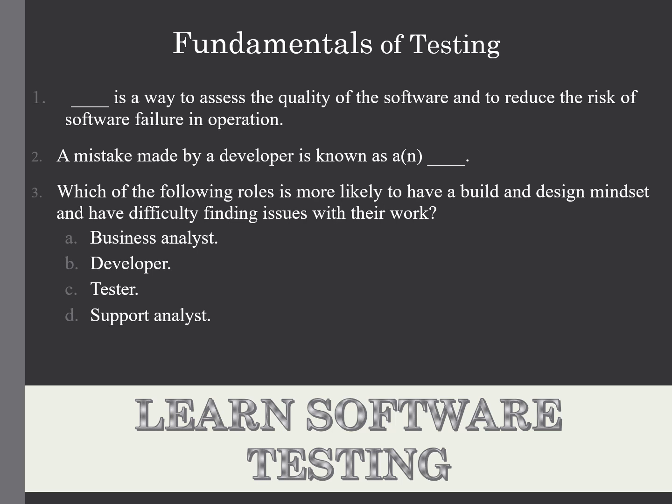Software testing is a way to assess the quality of the software and to reduce the risk of software failure in operation. So basically, any activities carried out to evaluate the quality of a software program is known as software testing. Okay, now to the second question. A mistake made by a developer is known as a dash. Any ideas on that? Okay, it's actually an error.